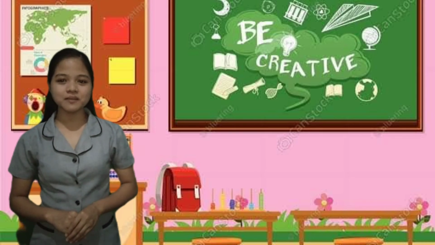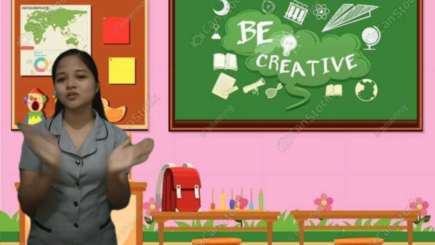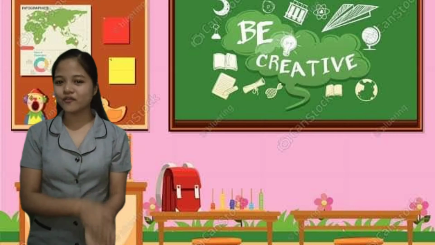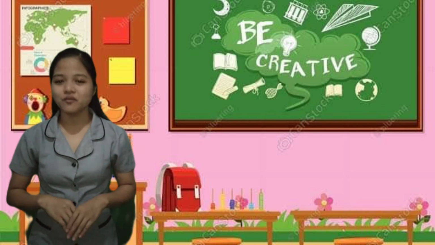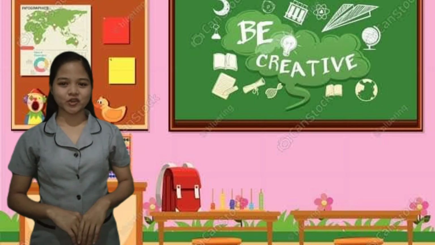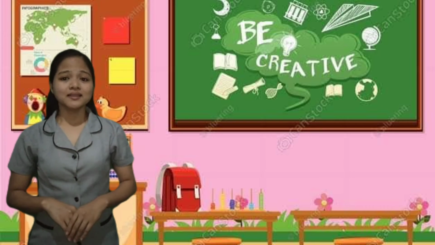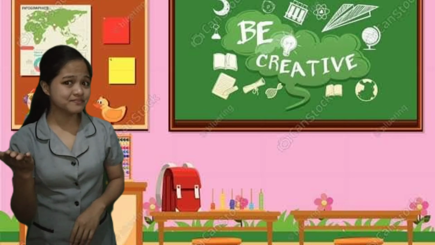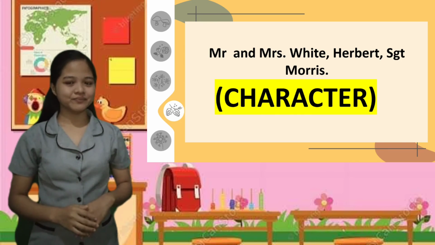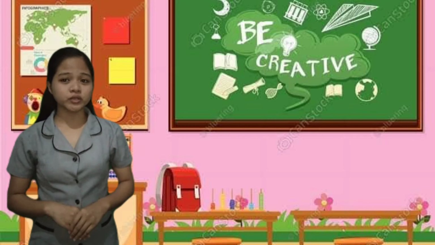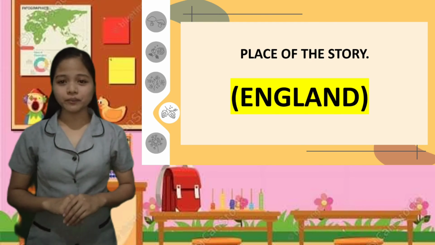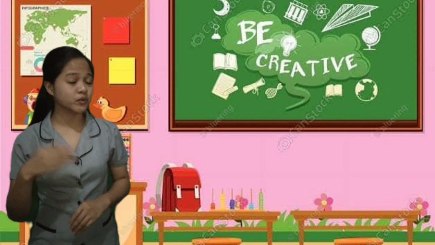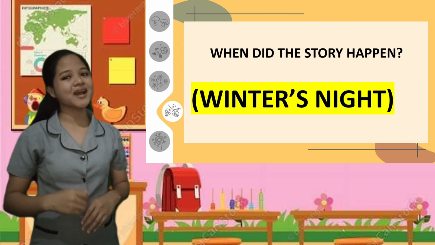Class, your time is about to end. 1, 2, 3, 4, 5. Are all groups finished? Very good. Now let us check your answers. The answer for number 1 is character. For number 2, the story takes place in England. For number 3, the story happened during winter's night.